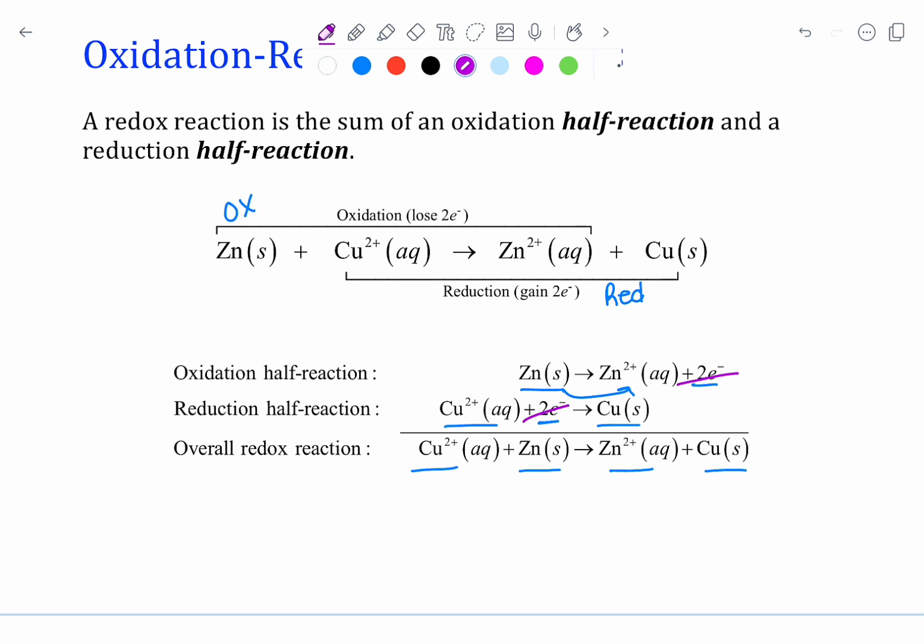Since the 2 electrons from the zinc had to go somewhere, they can't just float around in solution, right? We can't have just rogue electrons everywhere. So they need to go to the copper. So they should be canceling out in the overall reaction. We would not have any extra electrons left over in our reactions.